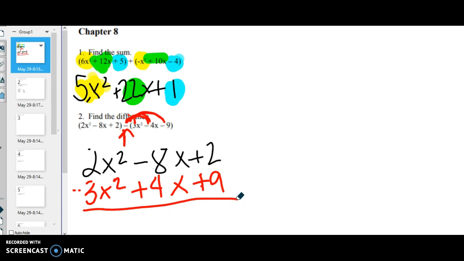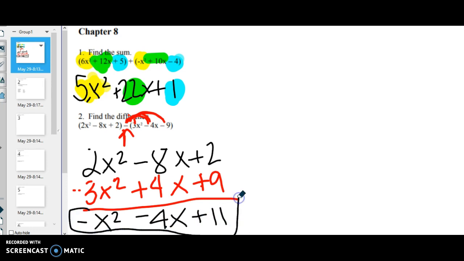Do you see how up and down, if it's hard for you to see it, that oftentimes makes things easier for people? So this is 2x squared minus 3x squared, which gives me a negative 1x squared. Then next, negative 8x plus 4x is negative 4x. And then 2 plus 9 gives me plus 11. There you go. That's the whole deal. So on your final, you'll have an adding one, you'll have a subtracting one. Again, the subtracting, make sure that you are careful with your negatives. All right, let's keep going.